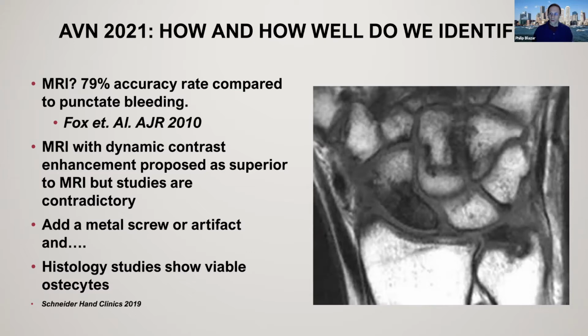You add a case like Hill presented at the beginning with a metal screw or other source of metal artifact to MRI, which is notoriously degraded in signal with the presence of metal, and I think all bets are off.